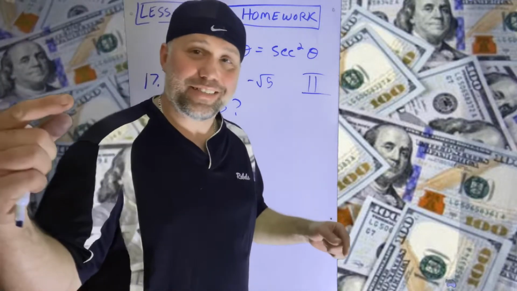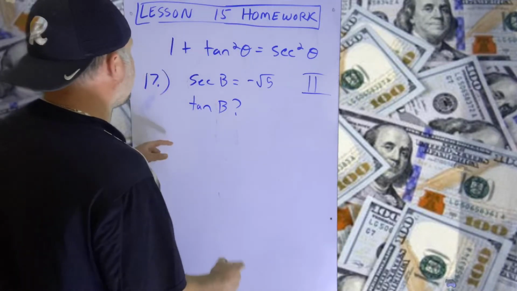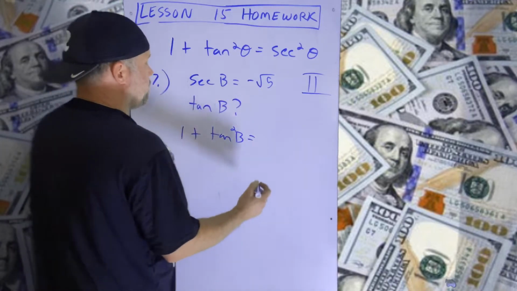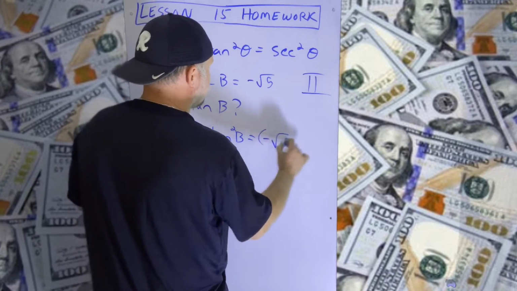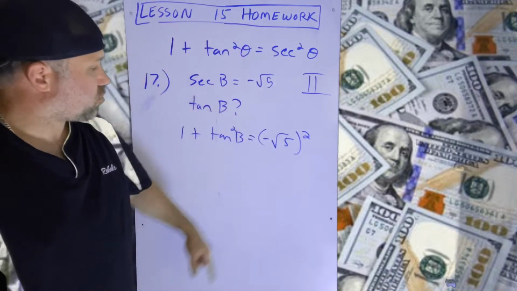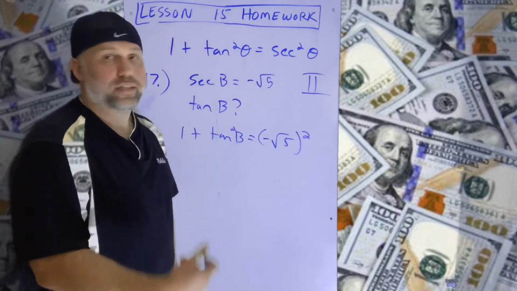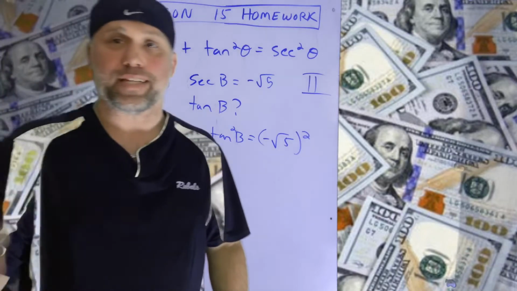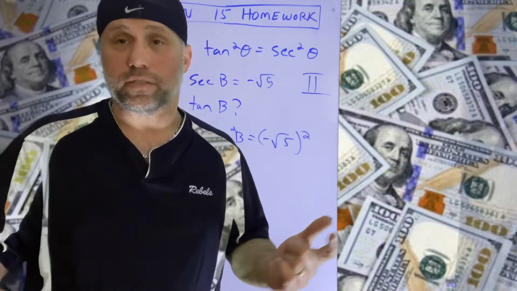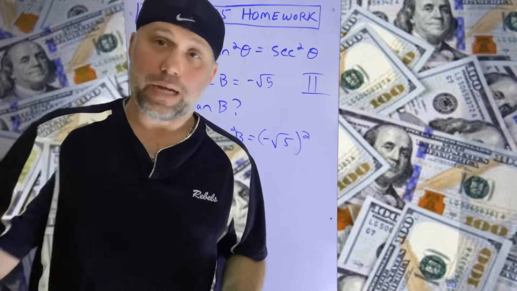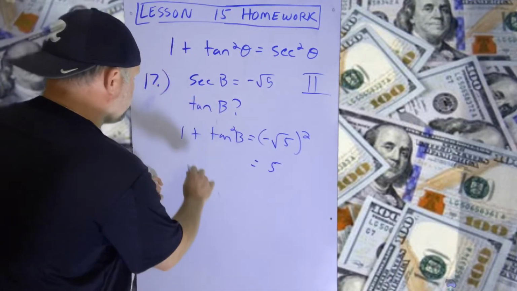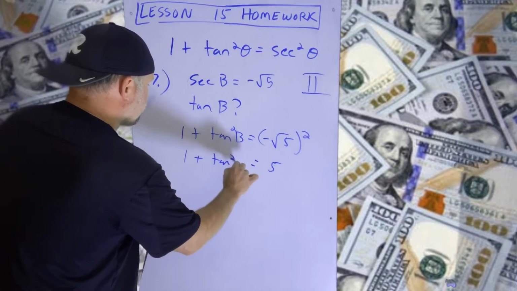So plugging into that formula, let's see what we got. We have 1 plus tan squared B equals negative radical 5 squared. So I've plugged the negative radical 5 in for secant, and I've squared it. So what happens when you square negative radical 5? Well, first of all, when you square a negative, it becomes positive. When you square a radical, they just undo each other. So it's just going to become positive 5. So this just becomes a 5. So we have 1 plus tan squared B equals 5.